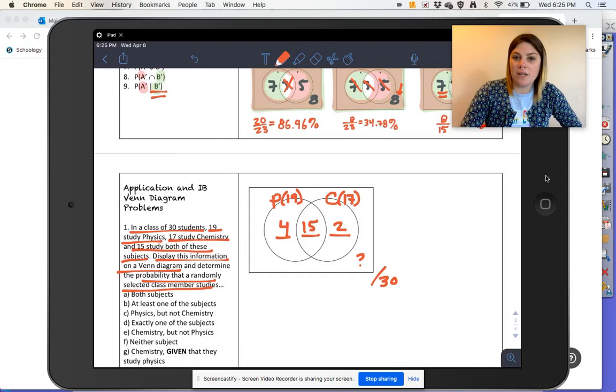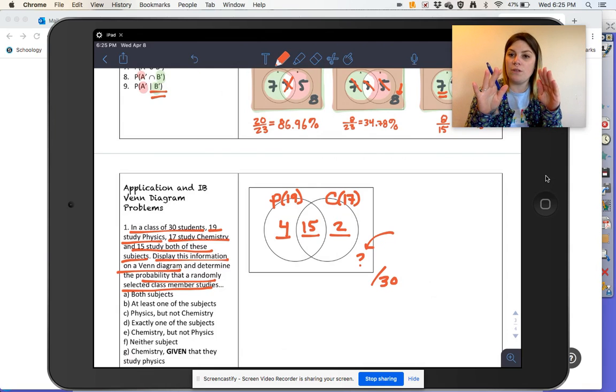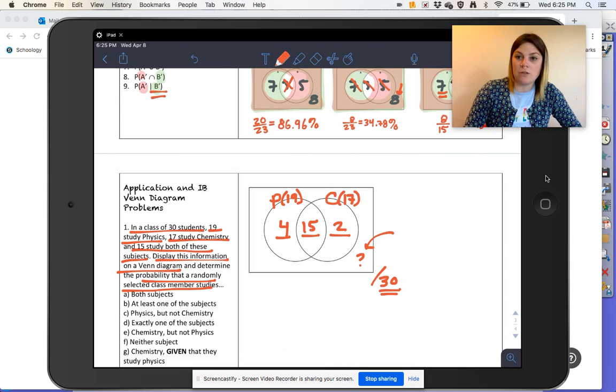Okay, so how do we find this outside thing? How many students are taking neither physics nor chemistry? So in order to figure this out, you need to understand that the total number of people in this whole Venn diagram is 30, okay? So if I were to add up everything so far, we have 4 and 15 and 2. 4 and 15 and 2 makes 21. So there's only 21 people that we've accounted for so far.